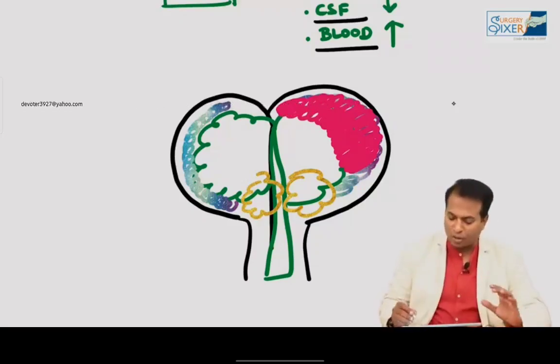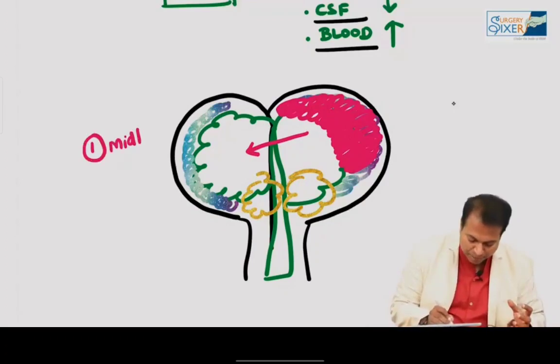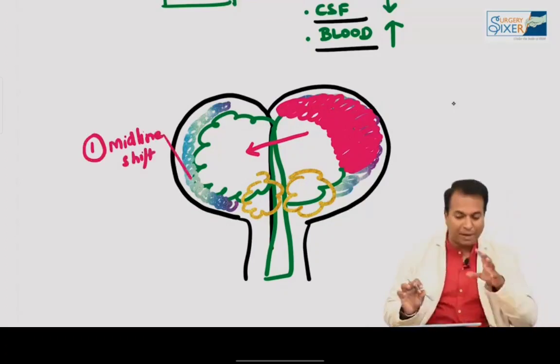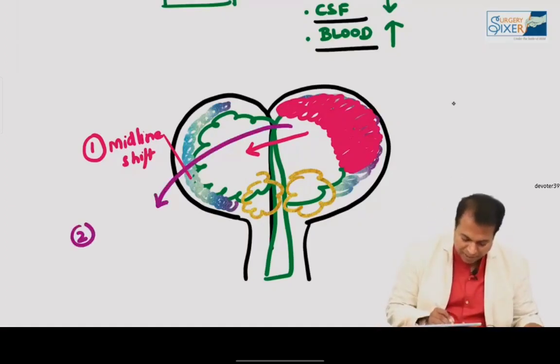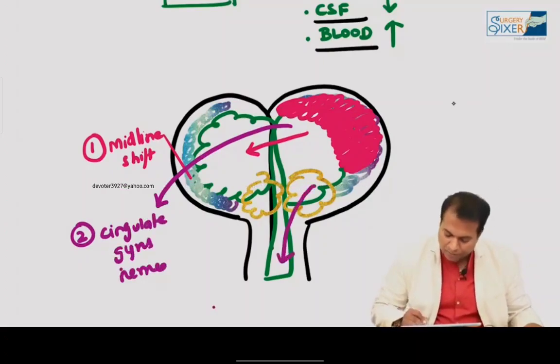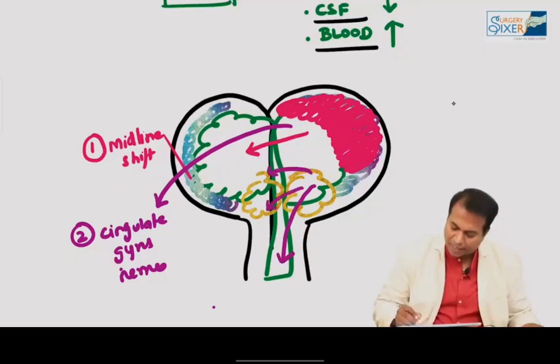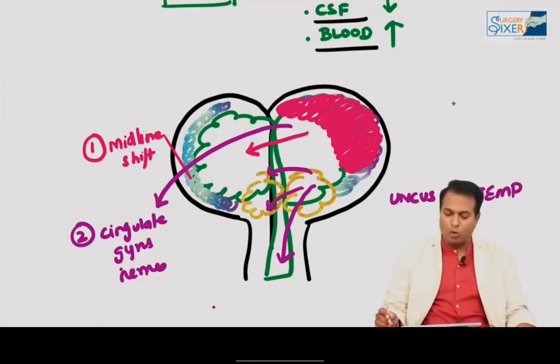As per the Monro-Kelly doctrine, it should compress the brain. The left side brain will be compressed, and number one, there will be midline shift. And the cingulate gyrus will herniate. There will be herniation of the following also. What are the things which can herniate? The uncus of the temporal lobe will herniate.